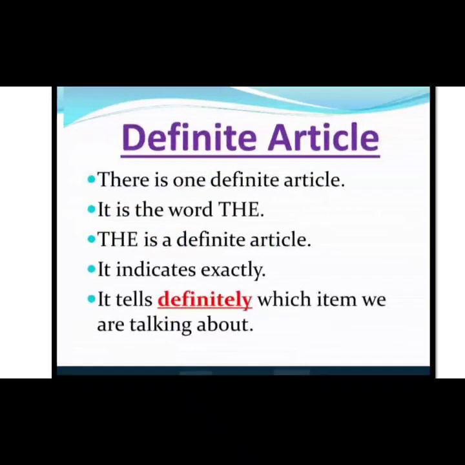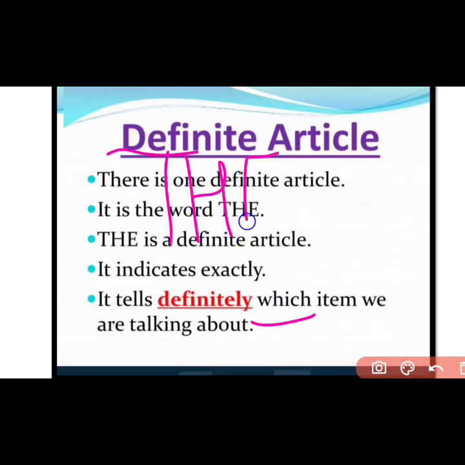Definite article. It is the word the. There is one definite article. The is a definite article. T-H-E is the definite article. It indicates exactly. It tells definitely which item we are talking about.